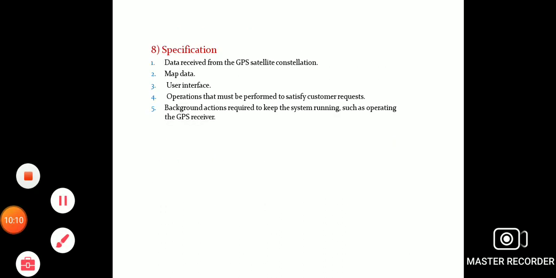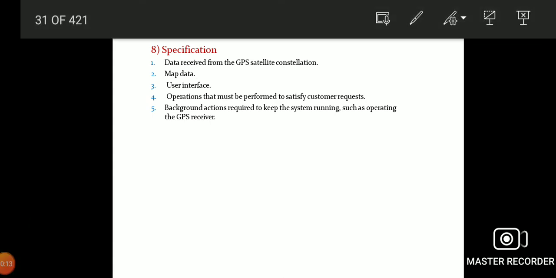Now we move on to the specifications. These include the data received from the GPS satellite constellation, the map data, the user interface, and the operations that must be performed to satisfy the consumer request, and then the background actions required to keep the system running, such as operating the GPS receiver.